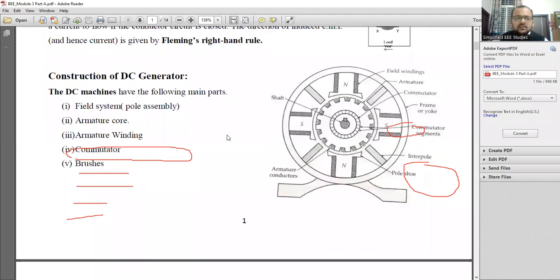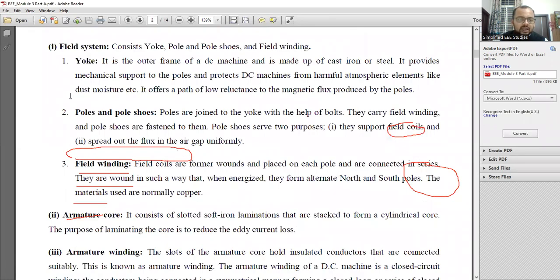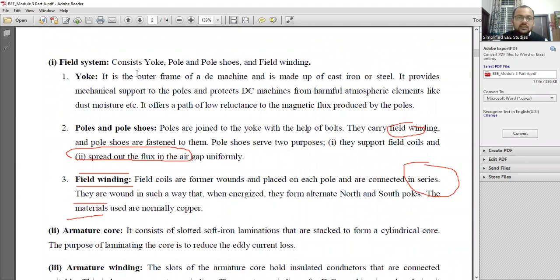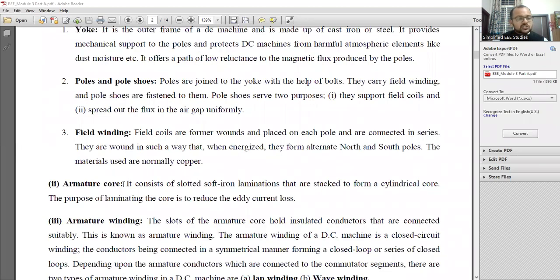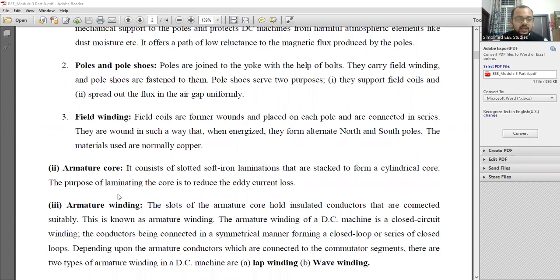Further, if more time is allowed, you can explain about the field system. There are different subcomponents in the field system. Yoke, this is the outer covering, and pole and pole shoes for producing the magnetic field. Then, in order to improve the magnetic field strength, we have field winding. Explain in brief. Then you can talk about the armature core. What is the construction of the armature core? Why are the laminations provided? What kind of material is it made of?